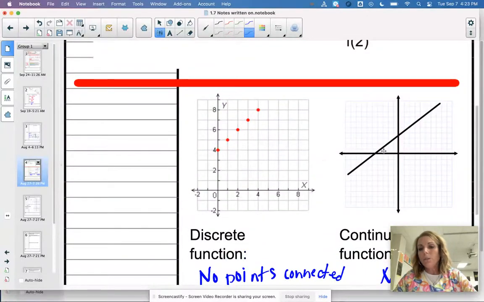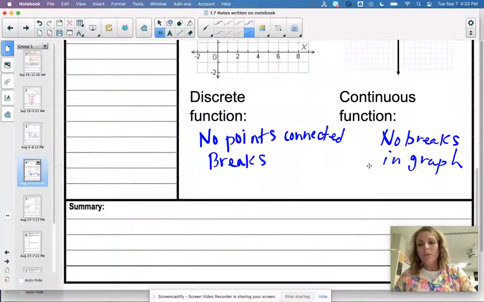Continuous is a continuous line. I start here and I draw my line. I never pick up my pen. That is continuous. No breaks in the graph.